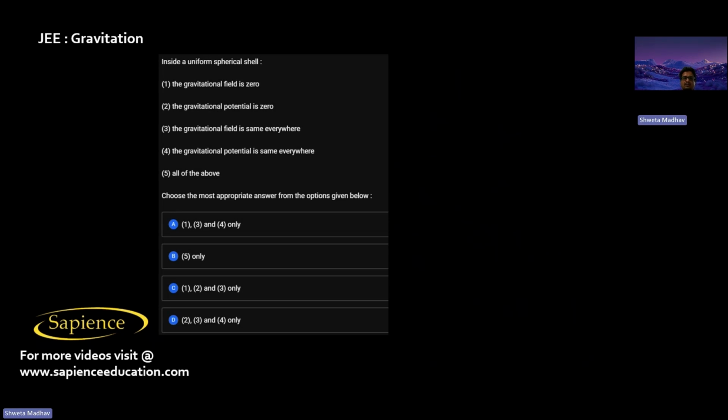Then it is told, inside a uniform spherical shell, the gravitational field will be zero, it is true. The gravitational potential is zero, it is false. The gravitational field is same everywhere inside, that is true, since everywhere it would be zero only. The gravitational potential is same everywhere, that is also true, which is minus GM by R, same as on the surface. So statements 1, 3, and 4 are correct. So option A is the correct answer.